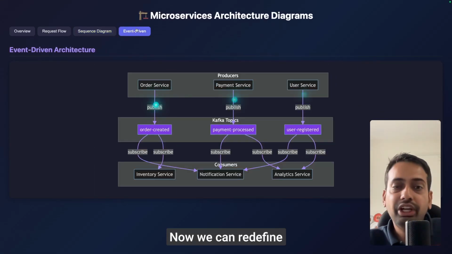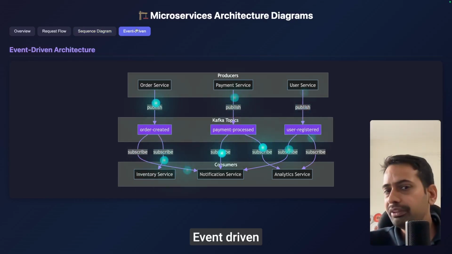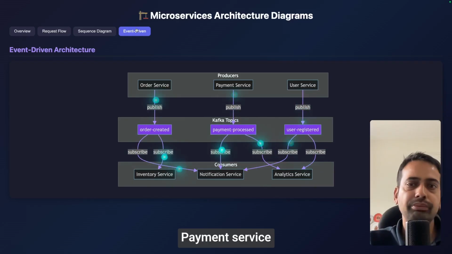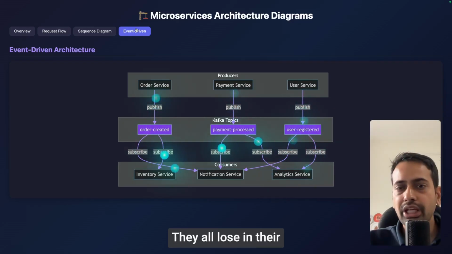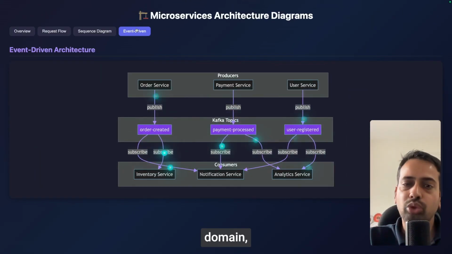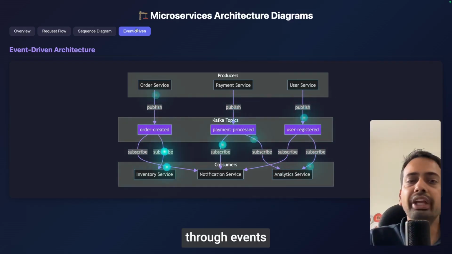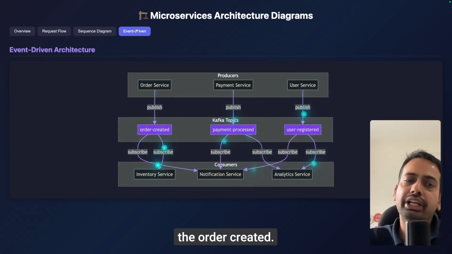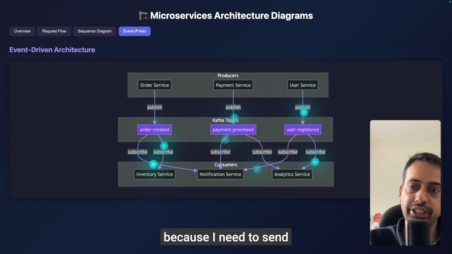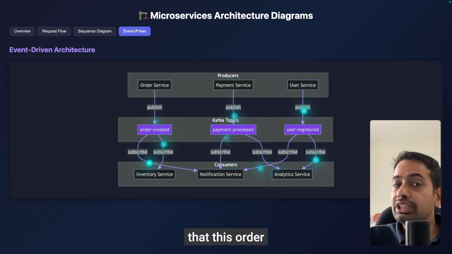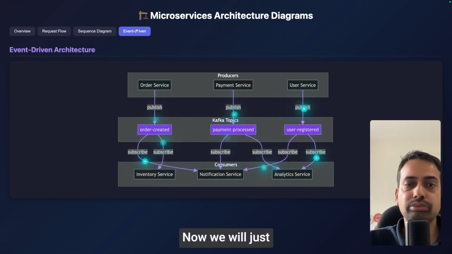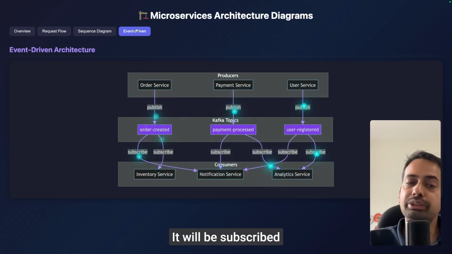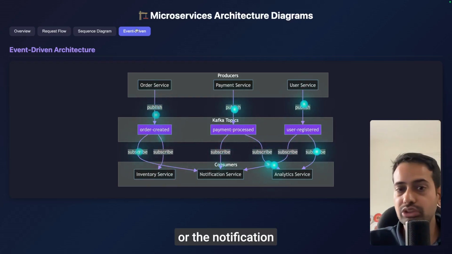Now we can redefine this whole thing with event-driven architecture, EDA. The order service has nothing to do with the payment service, nothing to do with the user service. They all live in their own domain. How do they communicate? Through events. Order created: who is interested in the order created event? The notification service, because I need to send a notification that this order has been created. Then we will invoke the payment, right? So order created will be subscribed to by the inventory service or the notification service.